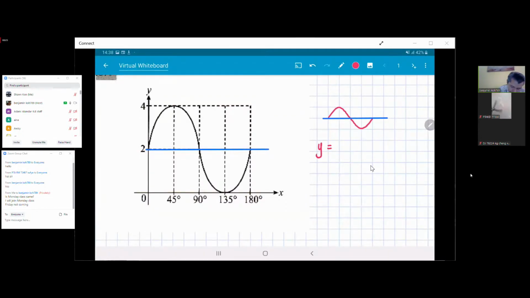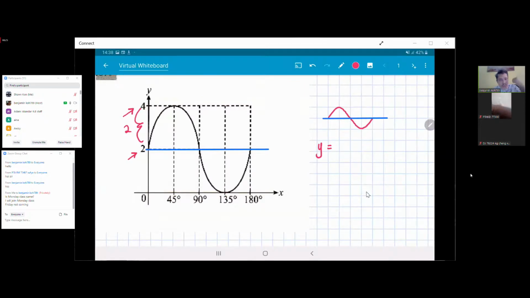Amplitude maksudnya the number or the value from the center. Okay, so from the center line to the number 4, can you see from here to here, this is 2. Okay, it has shifted by 2. Dah bergerak sebanyak 2. So because dah bergerak sebanyak 2, that means now I know this amplitude ialah 2.